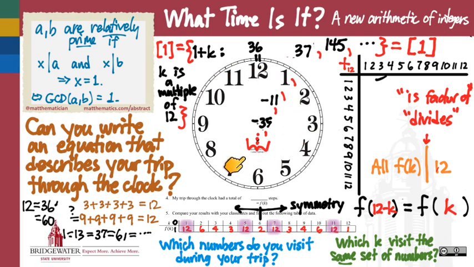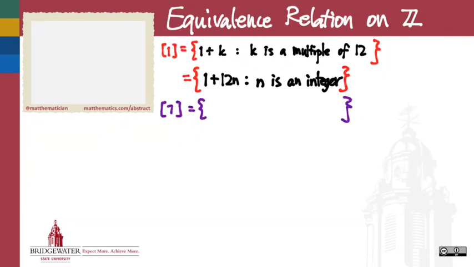12 more hours from that is going to give me another element. 12 more hours from that is going to give me another element. And the same goes in the reverse order as well. So 7 plus 12n, where n is an integer. So this is defining all the equivalence classes.